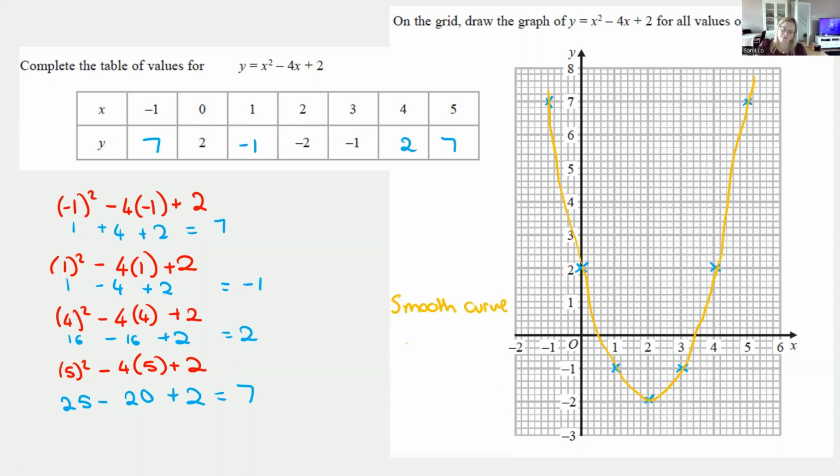And you need to go through every point. It's really important you've also plotted every point. Don't get lazy and just plot the ones you worked out. You need to put them all because that'll help you draw your curve.